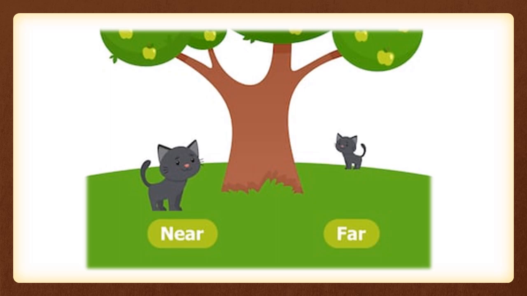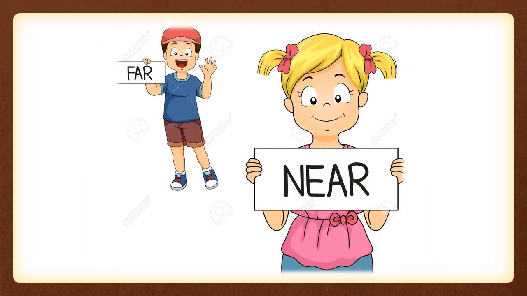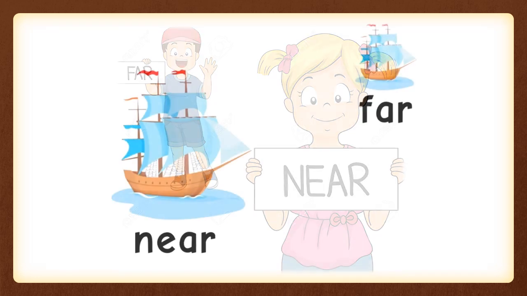Here there are two cats. One of the cats is near the tree, whereas the other is far from the tree. Similarly, in the next picture, the girl is near to us, whereas the boy is far from us. Now let's move to our next example.